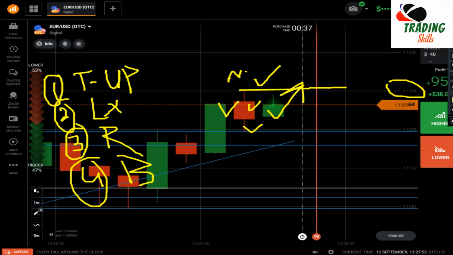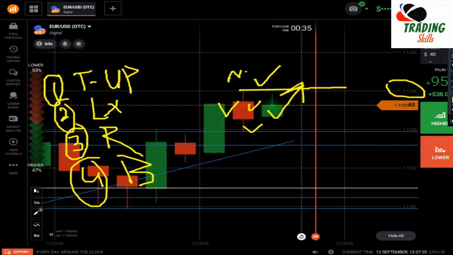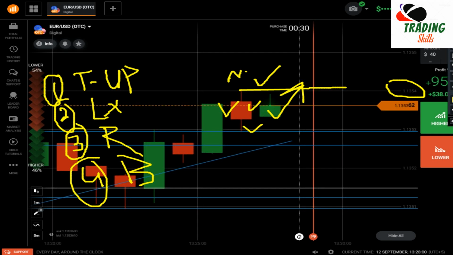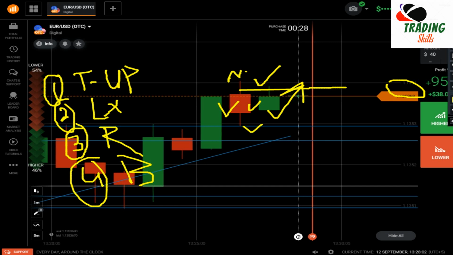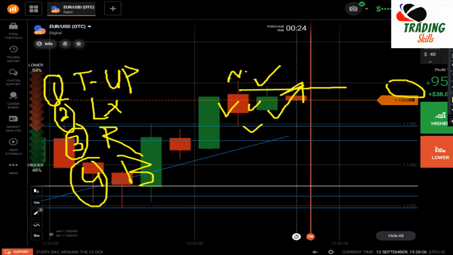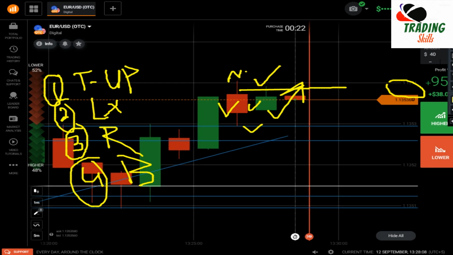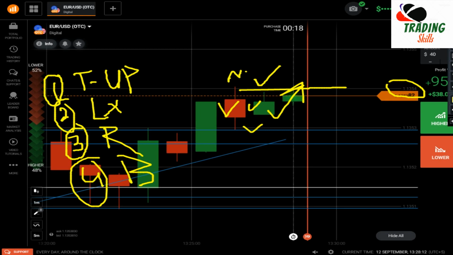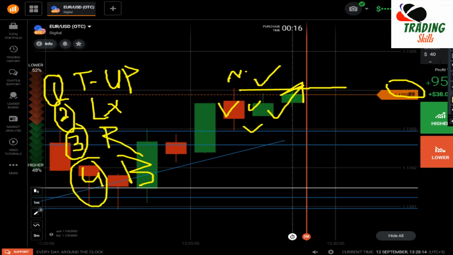So focus on these things. You will be in profit maximum and most of the times. So focus on these things and try to predict the candles like this. I think it is very easy and not difficult for you all to predict the next candlestick.